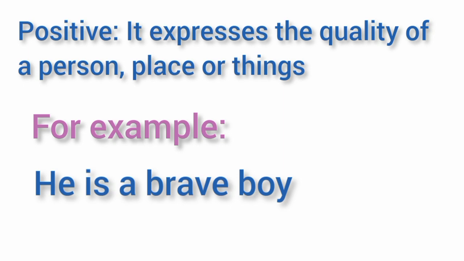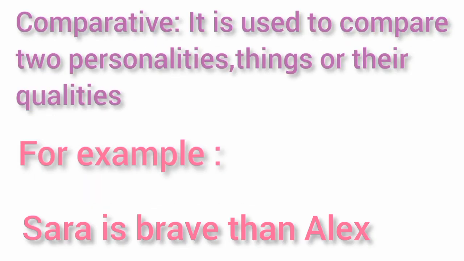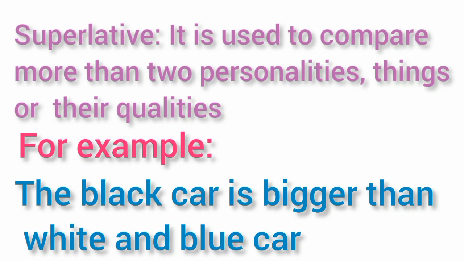Positive. It expresses the quality of a person, place, or thing. For example, he is a brave boy. Brave in the sentence is a positive adjective. Comparative. It is used to compare 2 personalities, things, or their qualities. For example, Sarah is braver than Alex. Superlative. It is used to compare more than 2 personalities, things, or their qualities. For example, the black car is bigger than the white and blue car.